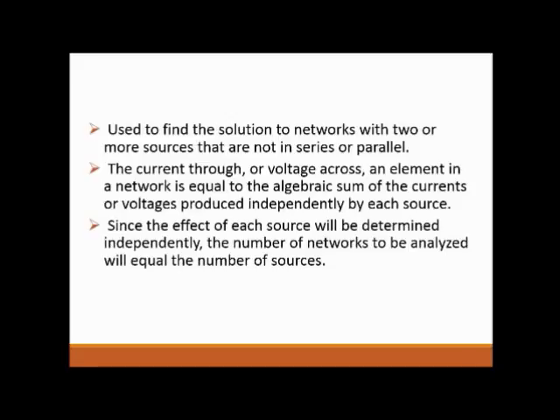For that we used to find the solution. The superposition theorem is used to find the solution to networks with two or more sources that are not in series or parallel. The current through or the voltage across an element in a network is equal to the algebraic sum of the currents or voltages produced independently by each source. Since the effect of each source will be determined independently, the number of networks to be analyzed will be equal to the number of sources.